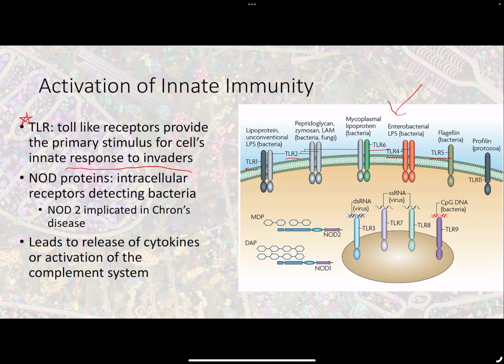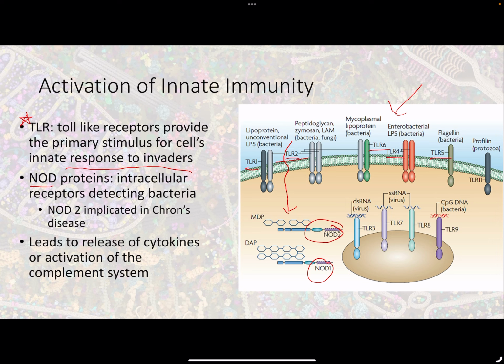There are also NOD proteins. These are intracellular receptors, kind of like the toll-like receptors, but if an invader is able to get into the cell and bypass the toll-like receptors, then we have this other receptor on the inside, the NOD proteins, which are able to detect bacteria inside of the cell.